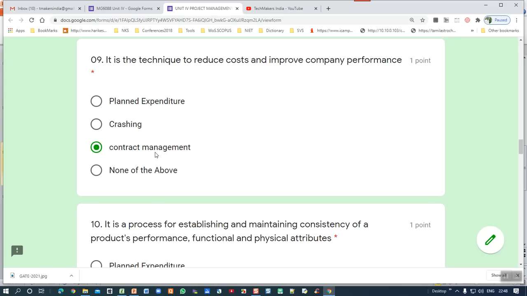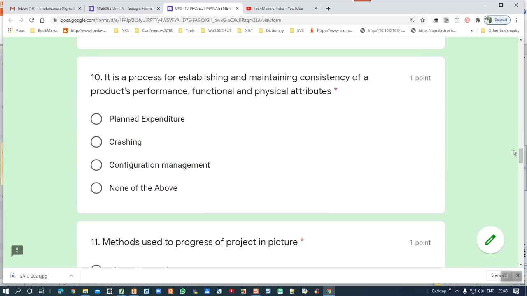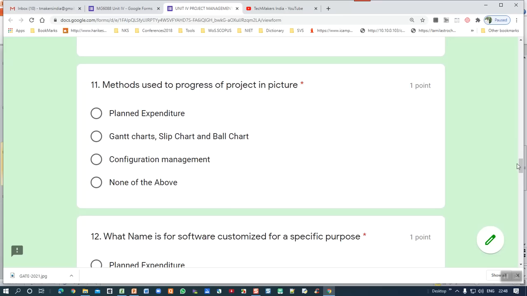It is a great mechanism which helps to reduce the cost as well as improve the performance of the company, and with proper advertisement also it is possible. 10th question. It is a process for establishing and maintaining consistency of your product performance, functional and physical attributes. So configuration management.